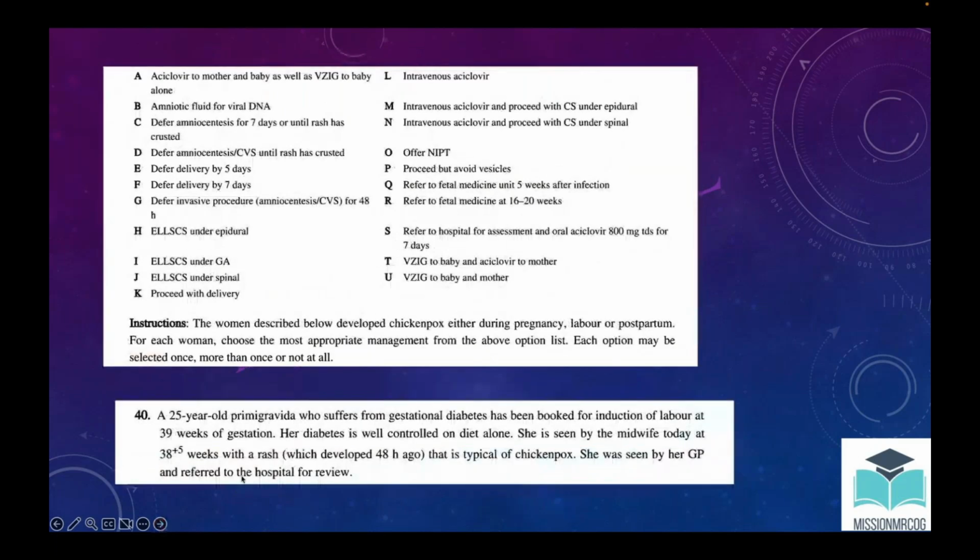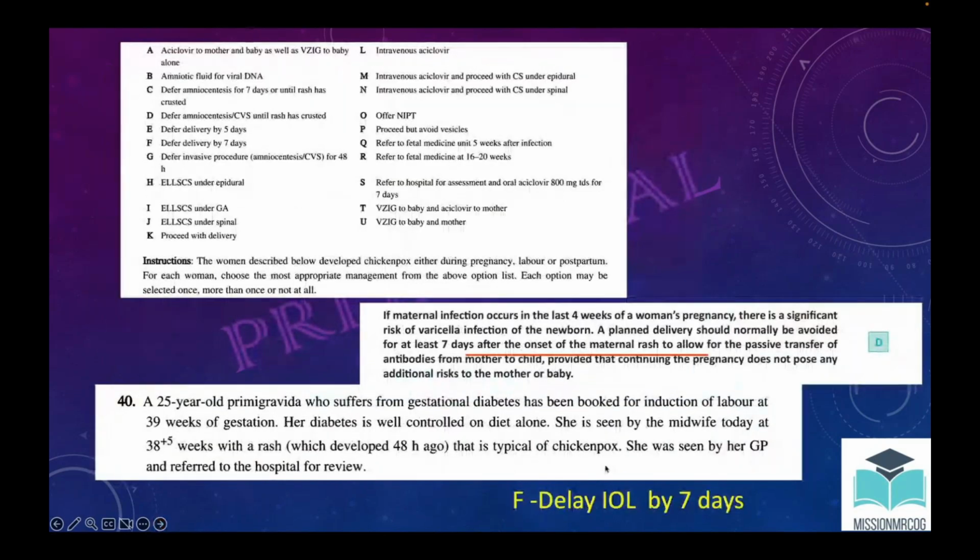A 25-year-old woman who has gestational diabetes is booked for induction of labor, but the midwife today saw that she had a rash typical of chickenpox. What will you do? Defer delivery by 7 days. Yes, so delivery or induction of labor is to be deferred by 7 days, because that time would be required for passive transfer of antibodies from mother to baby.